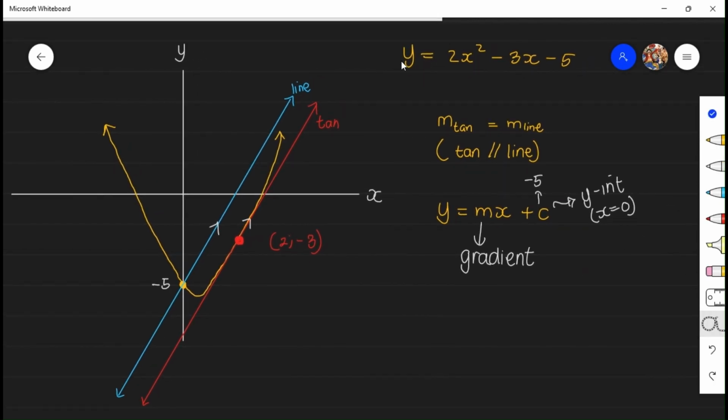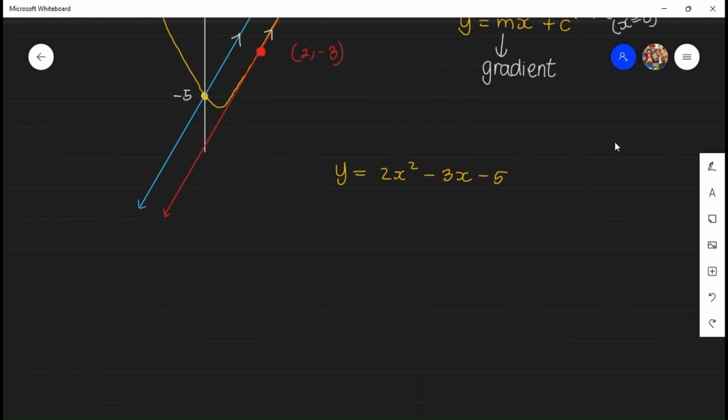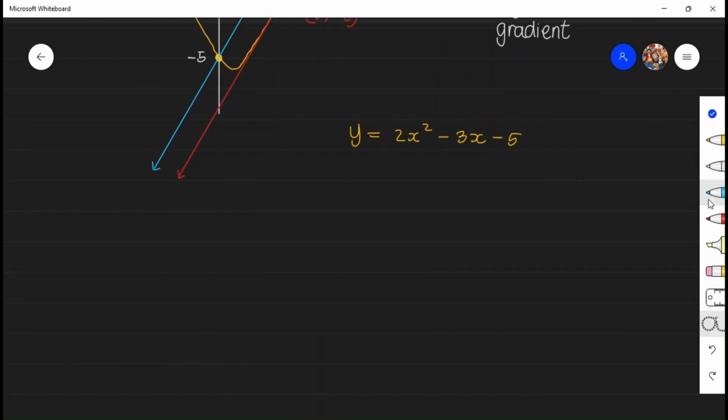So what I'm going to do is move this to the bottom so that we can make use of this. If we want to calculate the tangent's gradient, or the gradient of the curve at that point x equals 2, we can derive once. That's going to be 4x minus 3.